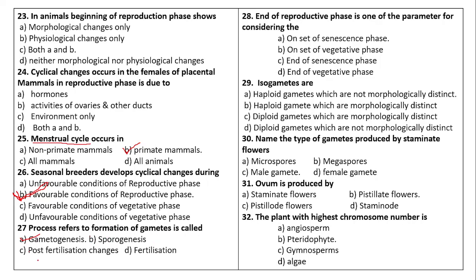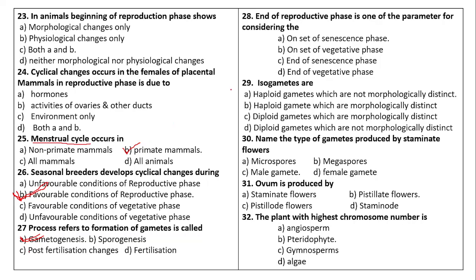And what are post-fertilization changes? These are the changes that occur soon after fertilization. And the last one, what is fertilization? The process of union of male and female gametes is called fertilization. So here, what they have asked, the process of formation of gametes, is nothing but gametogenesis. Right? Coming to the next question, that is the 28th.